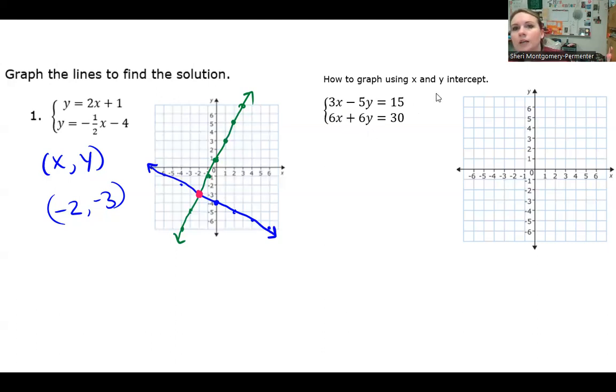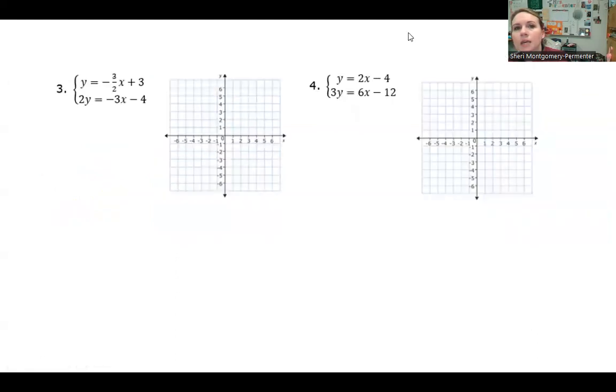Real quick before we move on to the other problems, question 3 and question 4. The first equation is good. It's in y equals form. But what about this one? Is that in y equals? No. So we will have to fix anything that's not in y equals form.